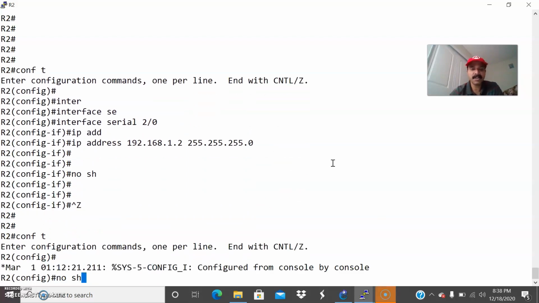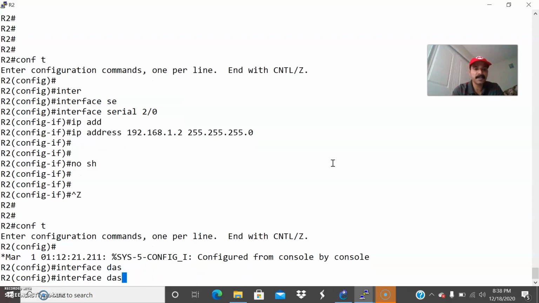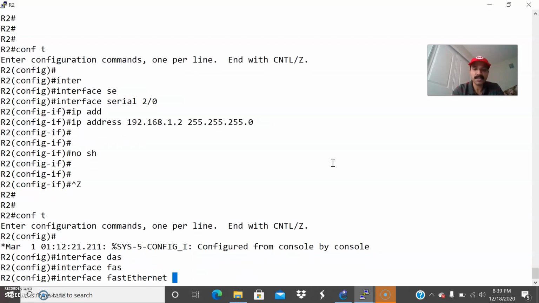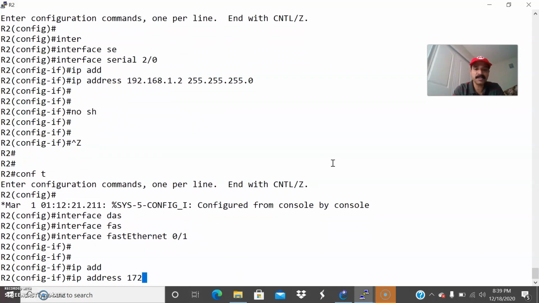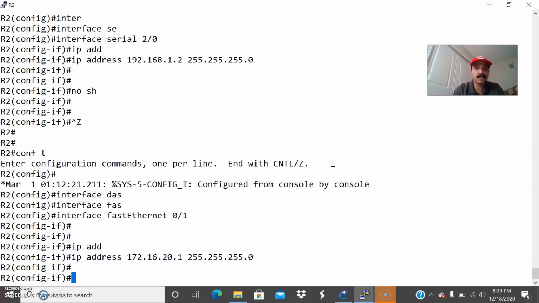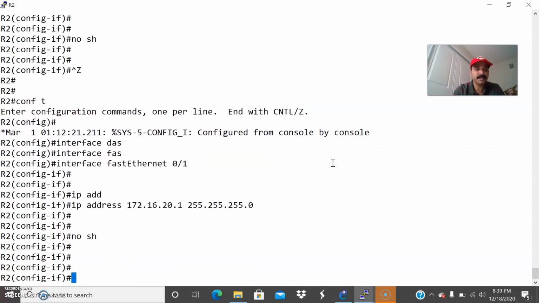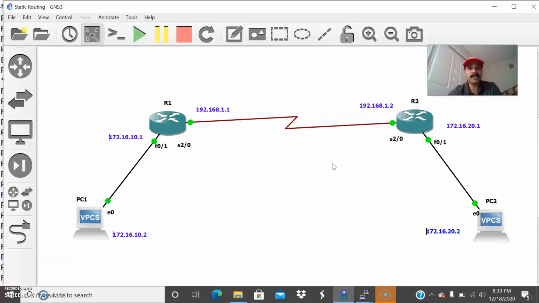Then go to the configuration mode and specify FastEthernet 0/1. FastEthernet 0/1, then IP address is 172.16.20.1. So this will be the gateway for the second PC. Now let us activate this interface. Now let us assign the IP addresses: 10.1 is the gateway, and 20.1 is the gateway.